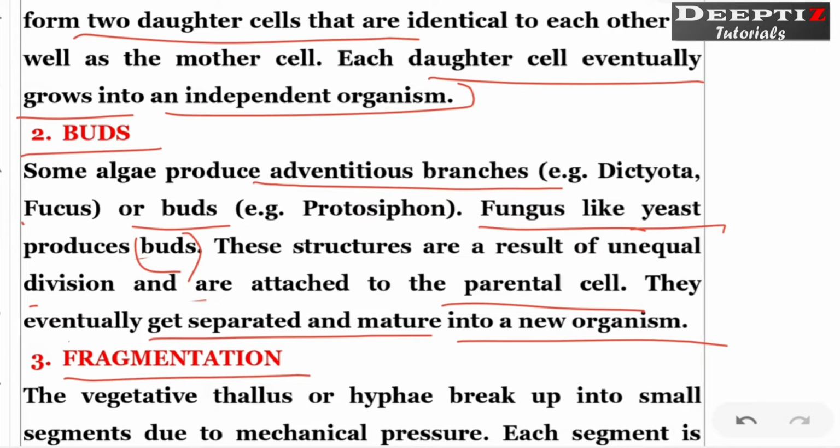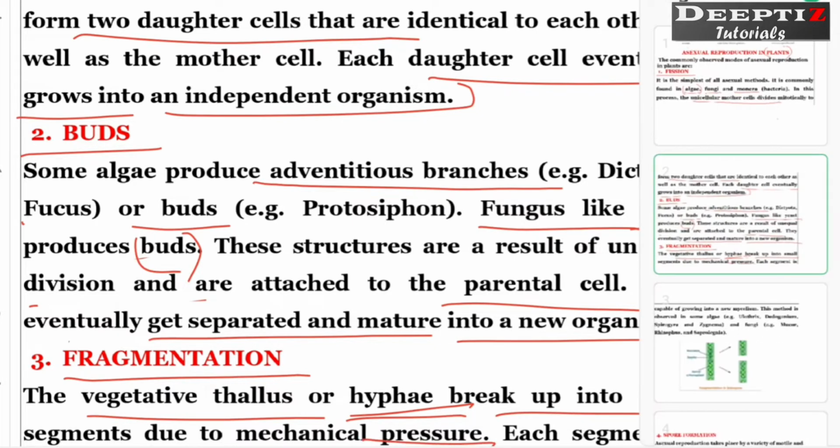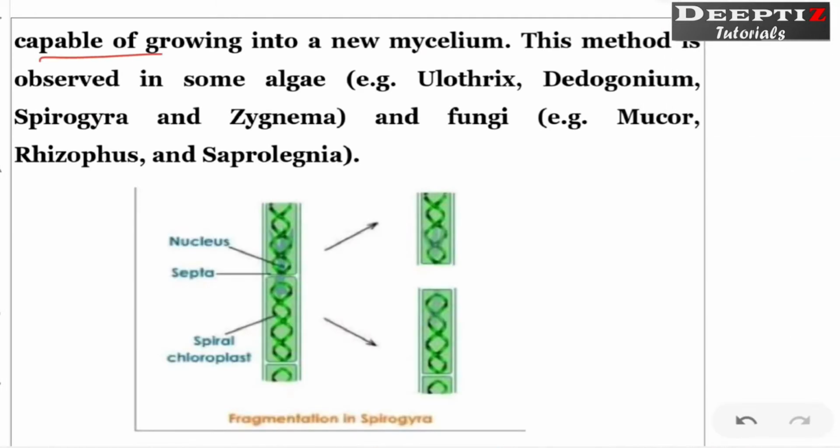Third method is fragmentation. So the vegetative thallus, that means the green part of the plant body, in case of fungus and all we call it as hyphae, which breaks up into small segments due to mechanical pressure. Each segment is capable of growing into new mycelium.